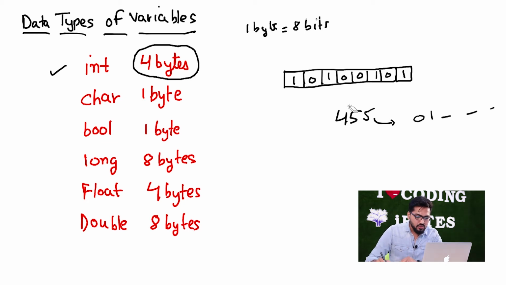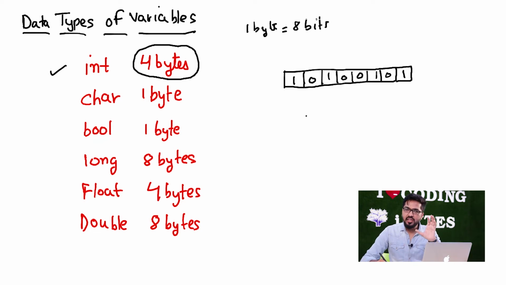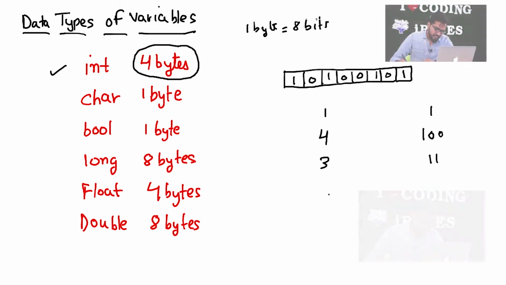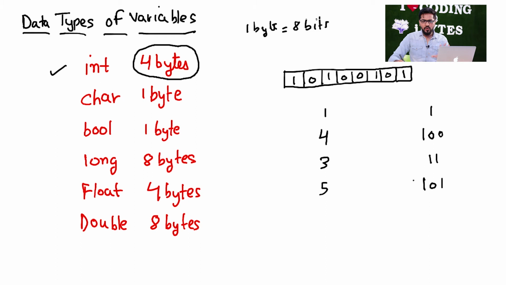Okay, so one thing we should know is that every integer has a corresponding binary value. So let's say if my integer is 1, its binary value is also 1. If my integer is, let's say, 4, its binary value is going to be 100. If it is 3, its binary value is going to be 11, right? If it is, let's say, 5, its binary value is going to be 101. Now what do I mean by all of this?